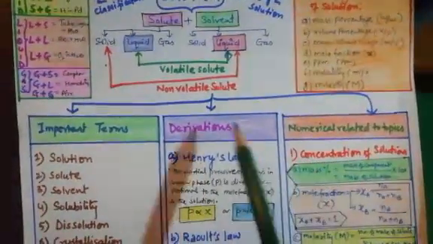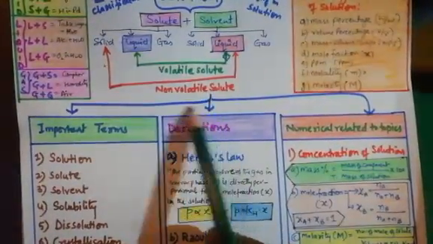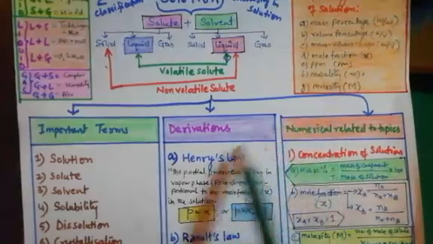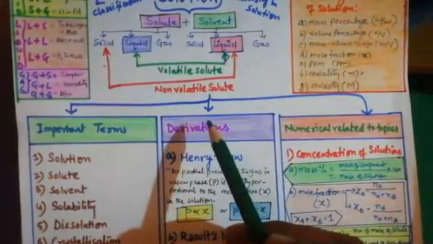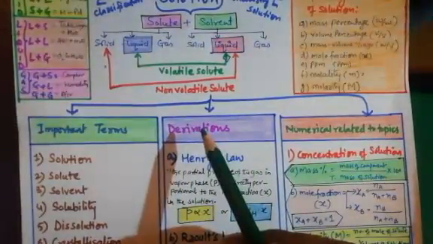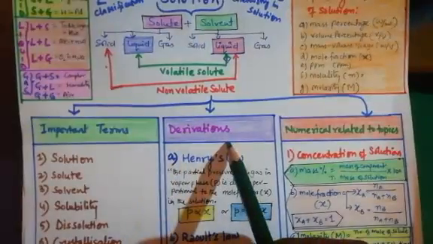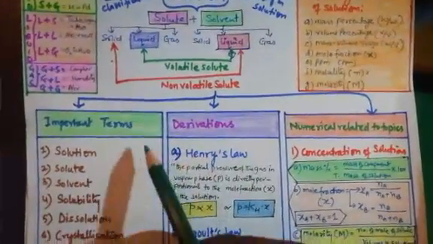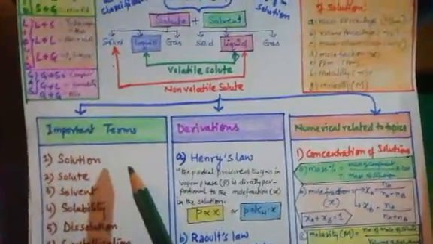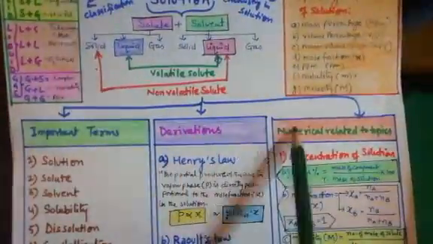So I am dividing the whole chapter into three parts according to the examination point of view. In the introduction of the chapter I told you in detail, but now in the summary of the chapter, after finishing all the topics, we need to think about what type of questions come in the exam. The questions will come from three things: first is important terms, second is derivation, third is numerical-related topics.